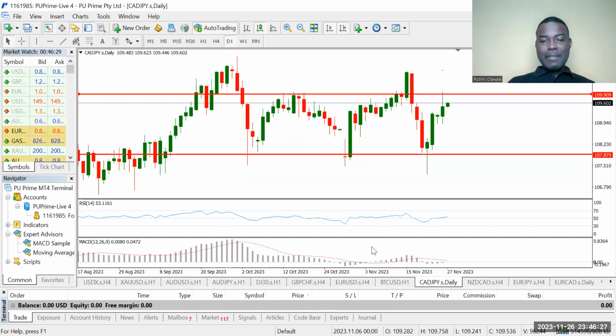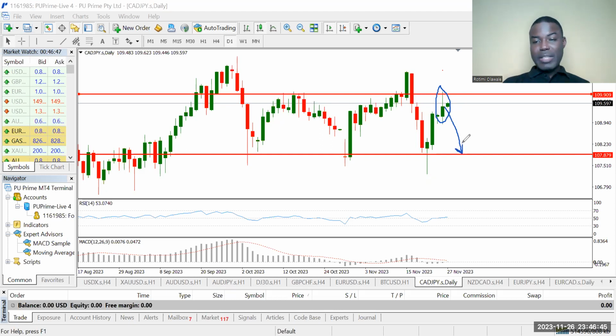And on the daily time frame, the last Friday candle closed as a rejection candle. As this candle, we have a candle with a long shadow and a small body, a pin bar as it hits the weekly resistance level. And technically, this should lead to a bearish movement on CADJPY for this week. So I'm expecting a bearish movement.